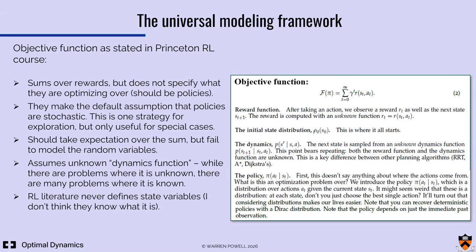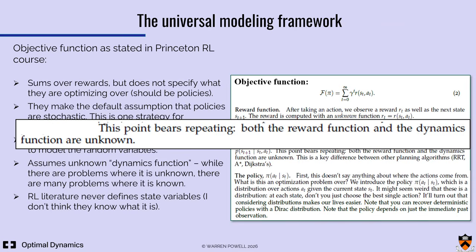For example, if you go to the Princeton reinforcement learning course, they write up the objective function. Notice that they're not optimizing over anything. They have utterly left that out. So they should have an expectation out front, but they need to be searching over policies, and they don't seem to recognize that. The dynamics they assume is represented by a one-step transition matrix, again, not computable. So this is a sharp contrast between how I write sequential decision problems and how it's written, for example, in reinforcement learning.